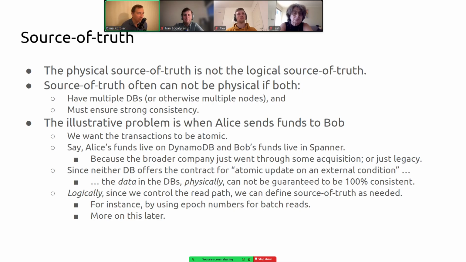So how do you build a system that satisfies the functional requirement that batch gets of Alice's and Bob's balance are possible? And with respect to every single one of the transfers between them, the batch get returns a sum that is invariant. Well, the truth is, you cannot have a physical source of truth of Alice and Bob's balance in different databases.